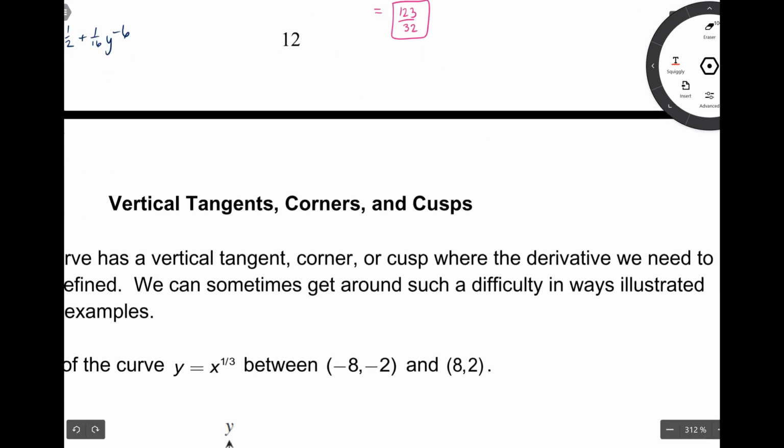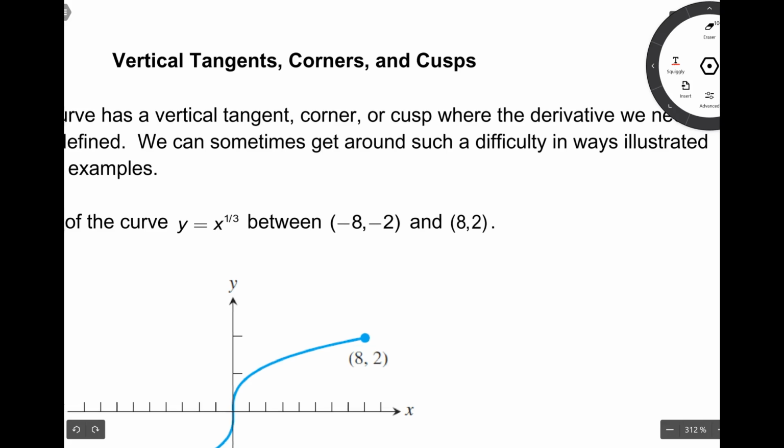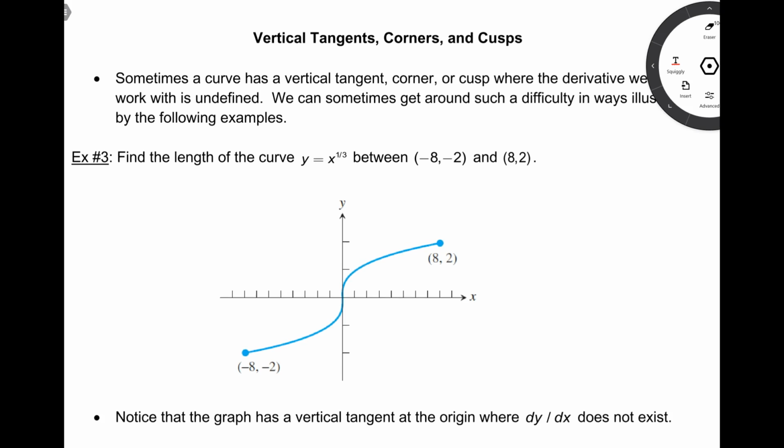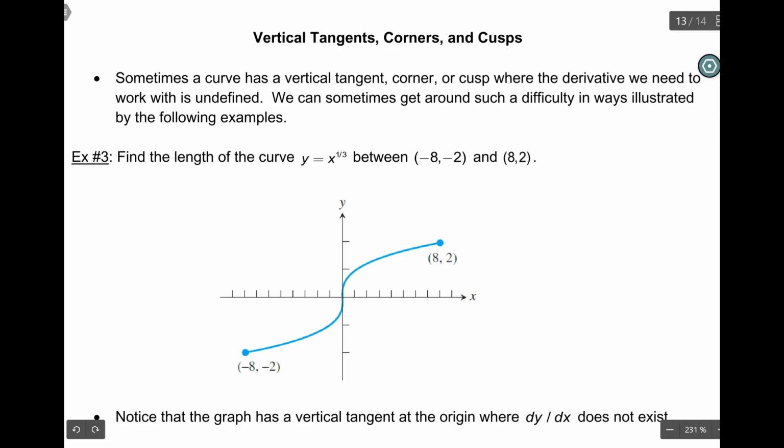Alright, so let's go over vertical tangents, corners, and cusps. So notice sometimes we have a vertical tangent, just like we do here at x equals 0. We have a corner. A corner is like where you have absolute value, or a cusp. It's like a really sharp point. So the derivative is undefined at all these points. So we can get through this by using the following example.